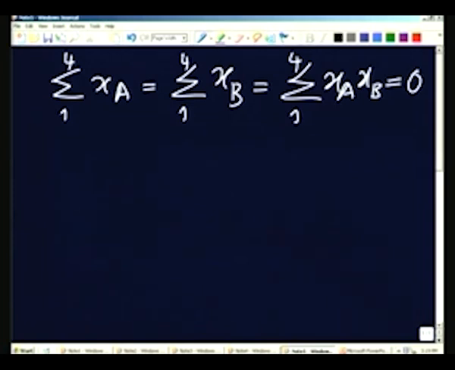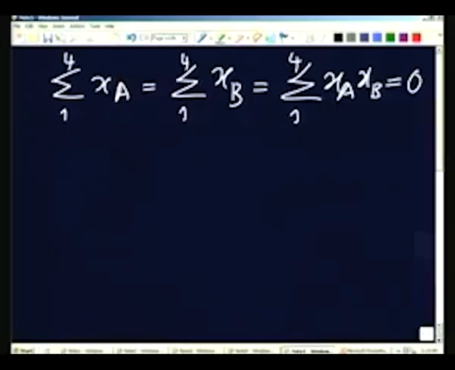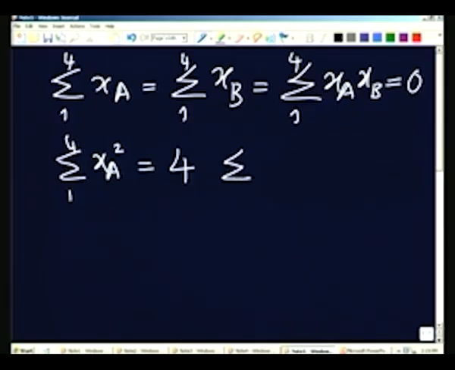equal to 0. The column sums are going to be 0 because they are equal number of times positive, equal number of times negative. So, they just add up to 0. However, if I take sigma xA squared, this will be equal to 4, sigma xB squared.